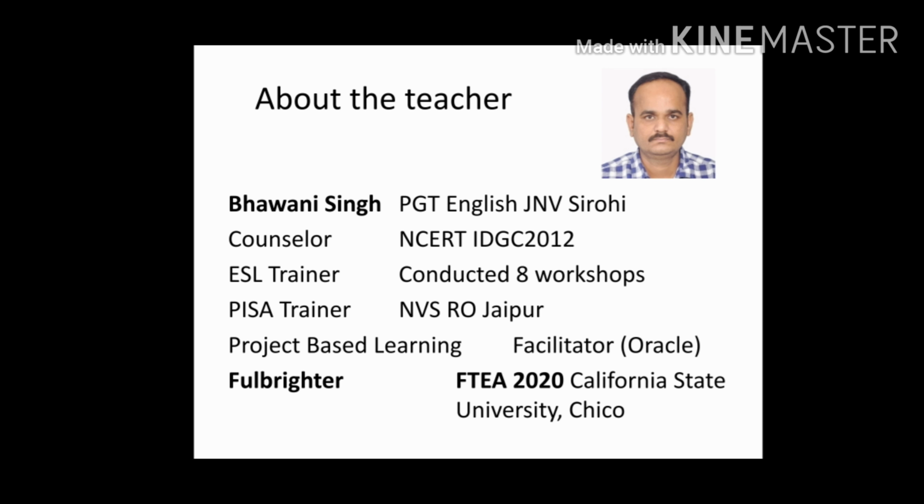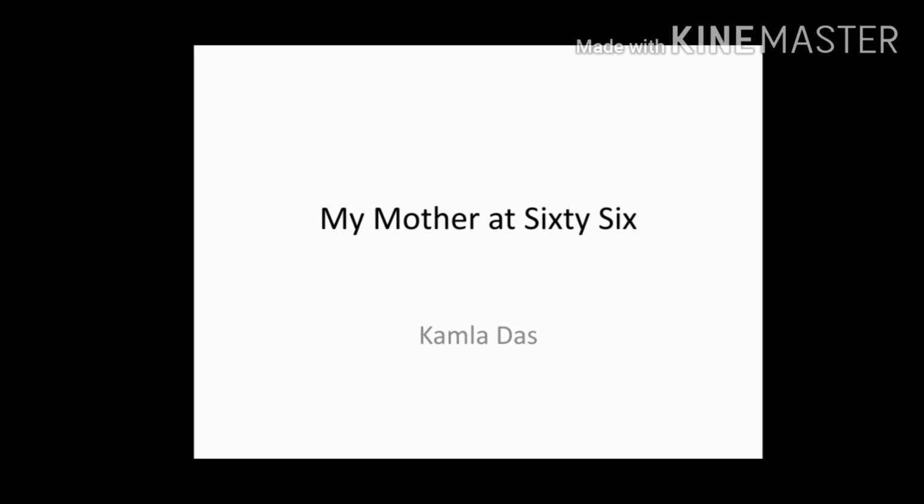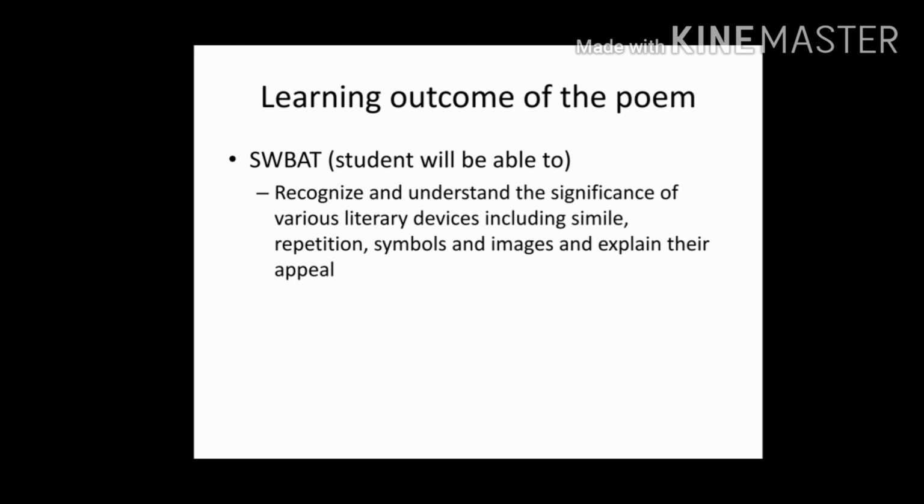Let us read today a very interesting poem with the name My Mother at 66, written by Kamla Das. Let us talk about what would be the learning outcome of the poem. The poem My Mother at 66 is a fine example of complex subtleties of human relationship. Students will be able to understand and recognize the significance of various literary devices including simile, repetition, symbols and images, and they will be able to explain the meaning and the appeal of the poem.